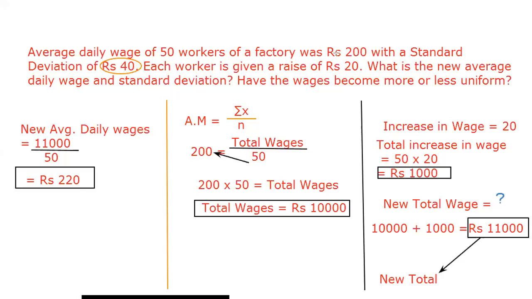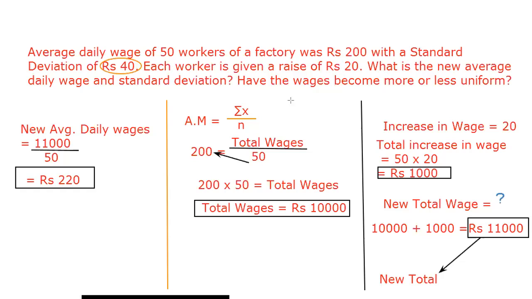So when the standard deviation is 40, what happened? After increasing the daily wages, we need to find whether the wages are more or less uniform. In that case, we have to use the formula of coefficient of standard deviation. Because the standard deviation is given as it is, 40, and with the increase in their wages, the arithmetic mean will vary, right?